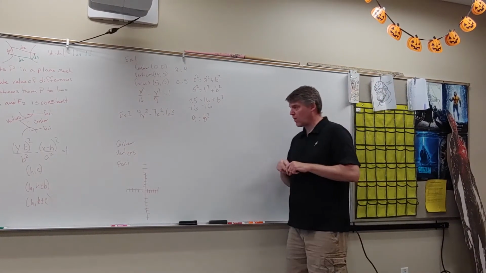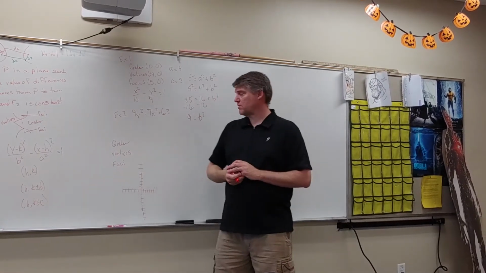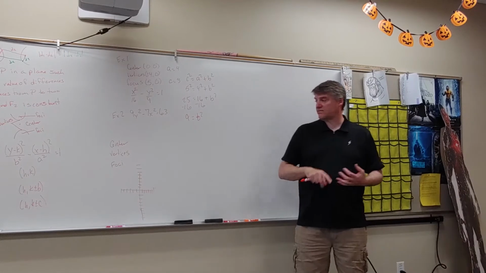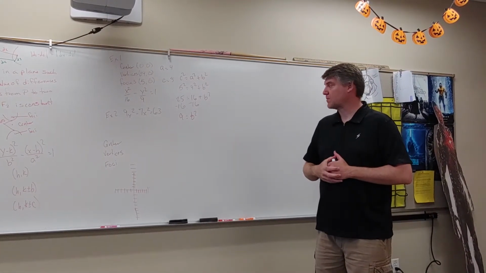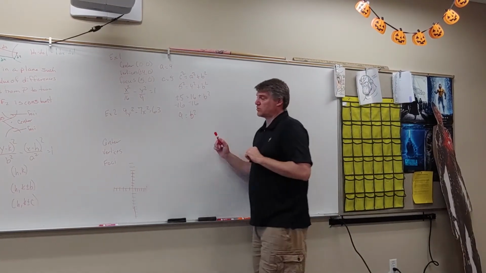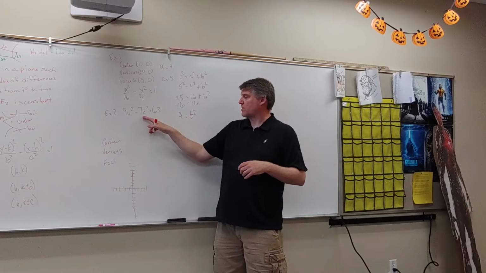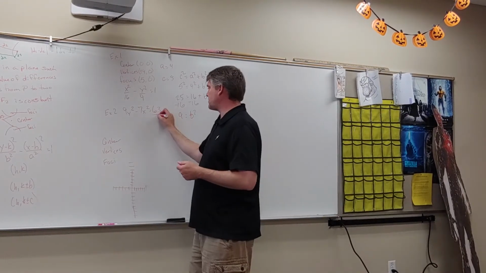Now, on the next example, it's asking us to find all the pieces. It's asking us to find the center, to find the vertices, to find the foci, and then to graph it. Okay? So I notice that this isn't equal to 1. I have different coefficients, so I know it's not a circle. Okay, so I'm going to divide everything by 63.